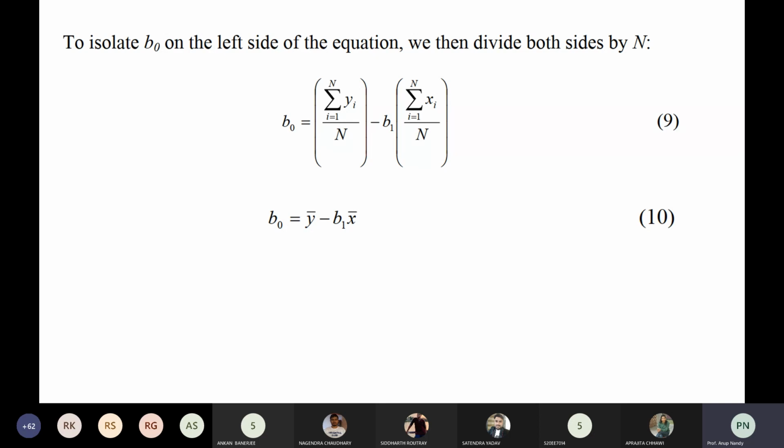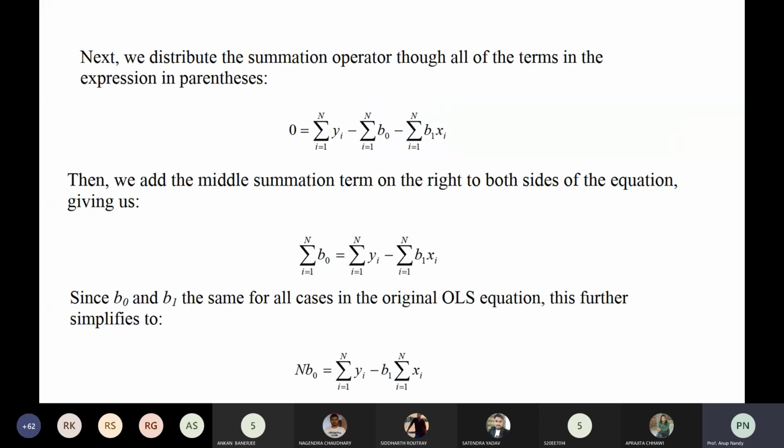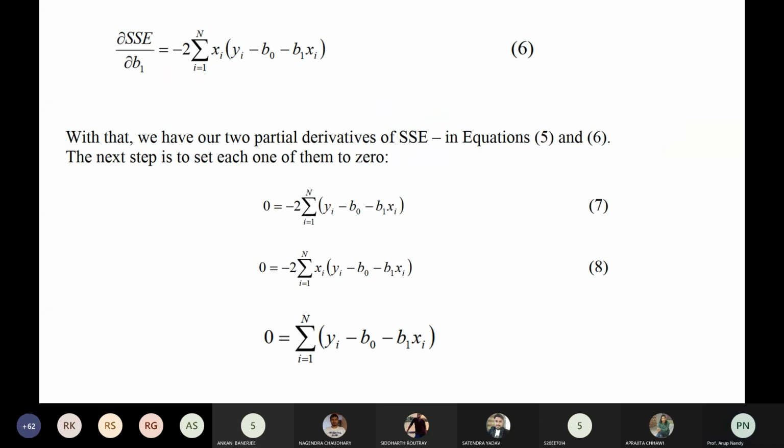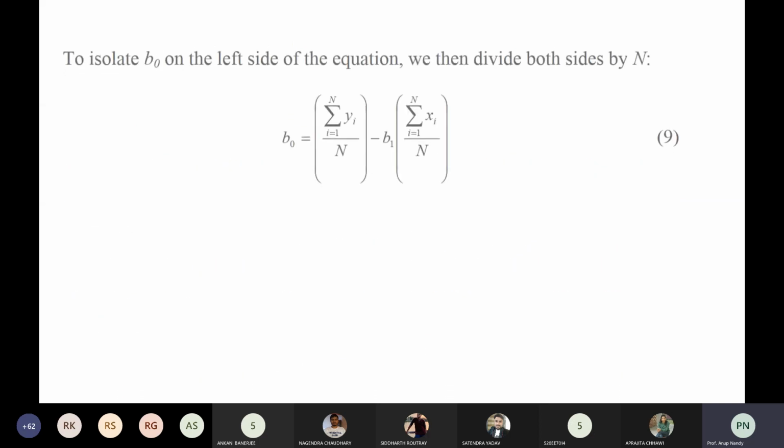So now your next job is to find this value of b1. Now we need to solve equation number 8 for b1. So what is in equation number 8? Look, this is equation number 8: minus 2 summation i is equal to 1 to n xi into yi minus b naught minus b1 into xi. Okay, you have to solve equation number 8.